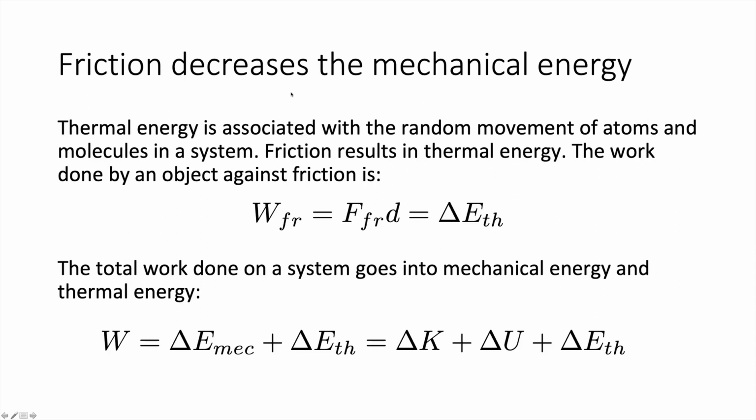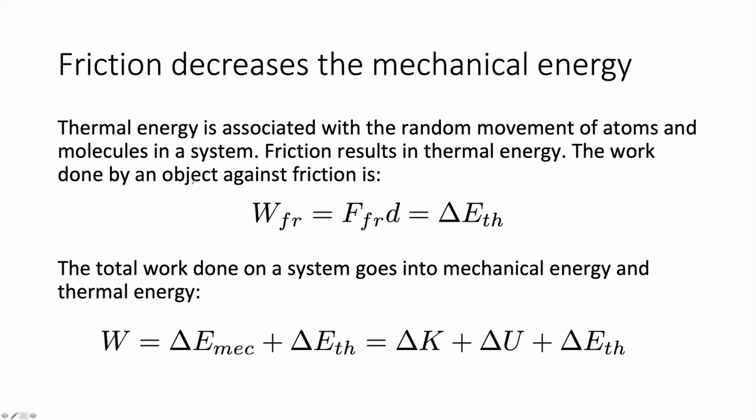Now, friction actually decreases the mechanical energy of the system because friction is a non-conservative force. So when friction acts, if you rub your hands together, friction's acting and your hands heat up. So friction actually converts the energy into thermal energy. Thermal energy is associated with random movement of atoms and molecules in a system. We'll be learning more about this in the thermal physics topic. And friction results in thermal energy.